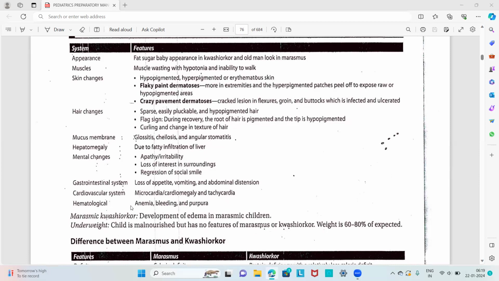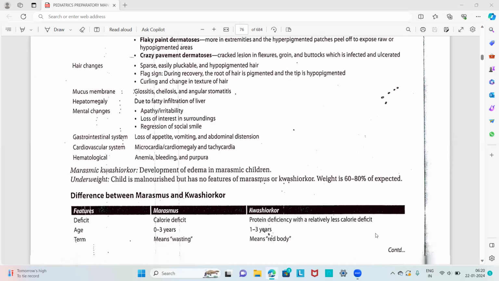Then in marasmic kwashiorkor, there is development of edema in marasmic children. Only in marasmic kwashiorkor is there development of edema. Then the underweight child is malnourished but has no features of marasmus or kwashiorkor, that is underweight. The weight is 60 to 80% of expected.